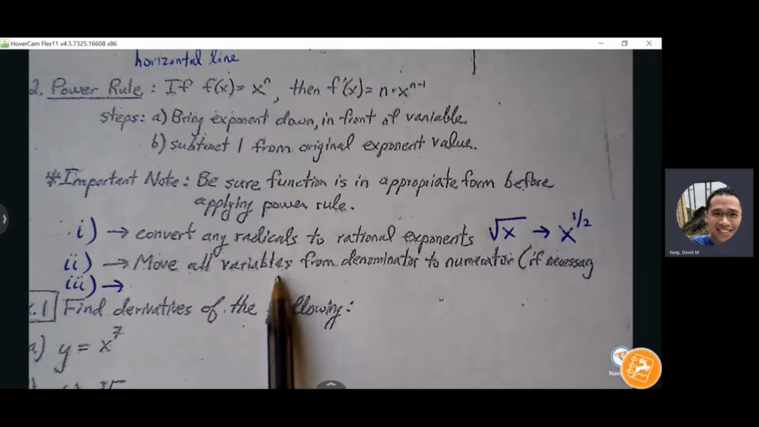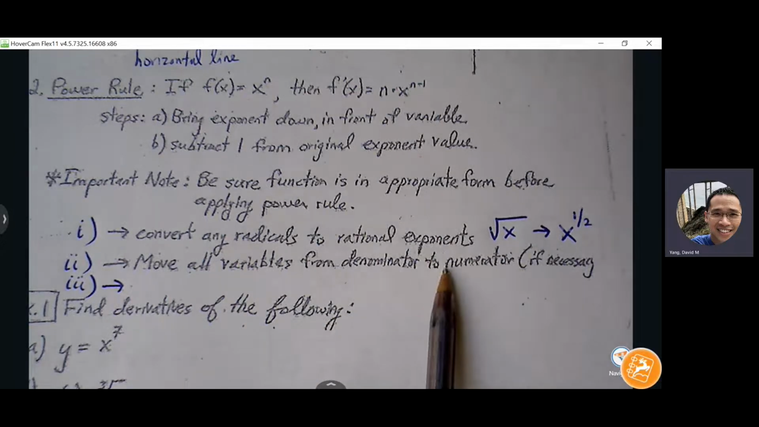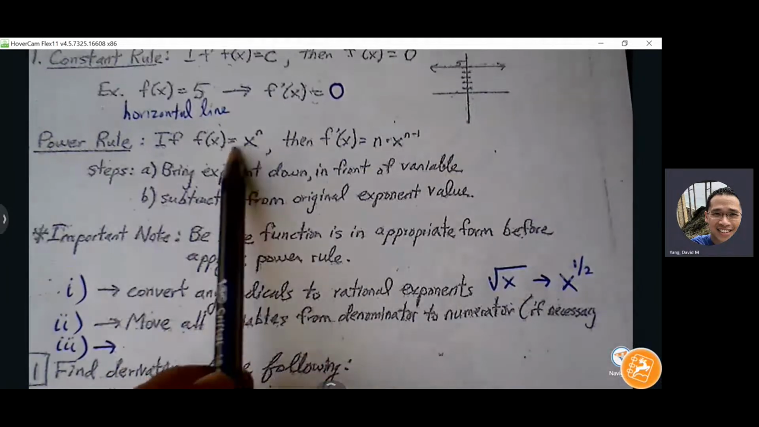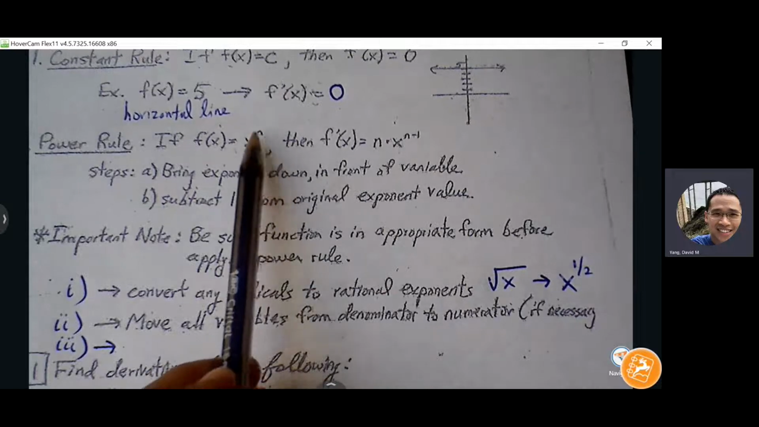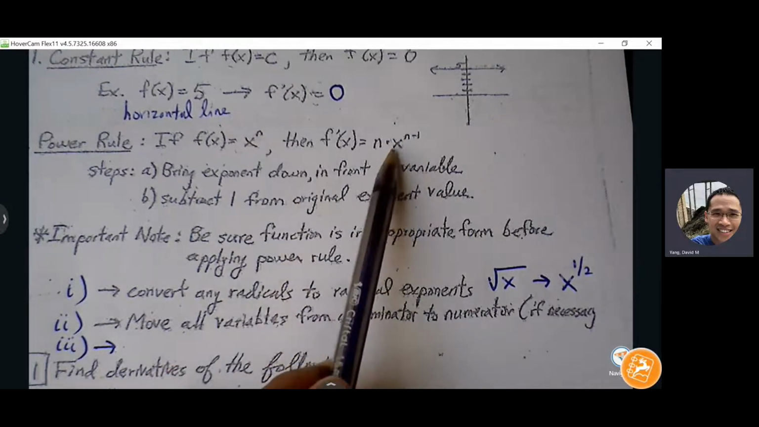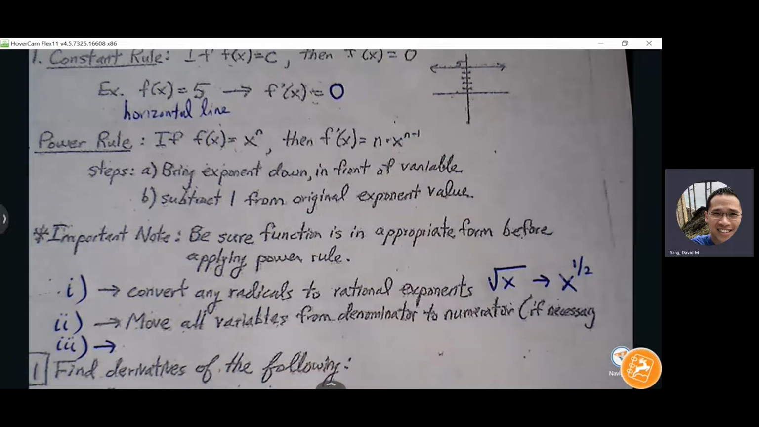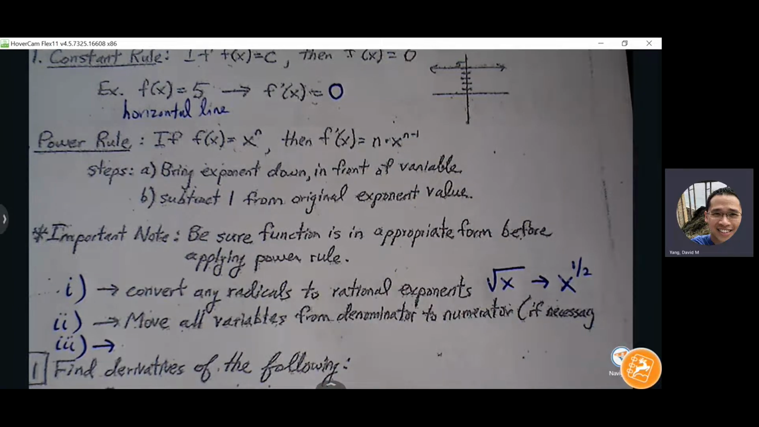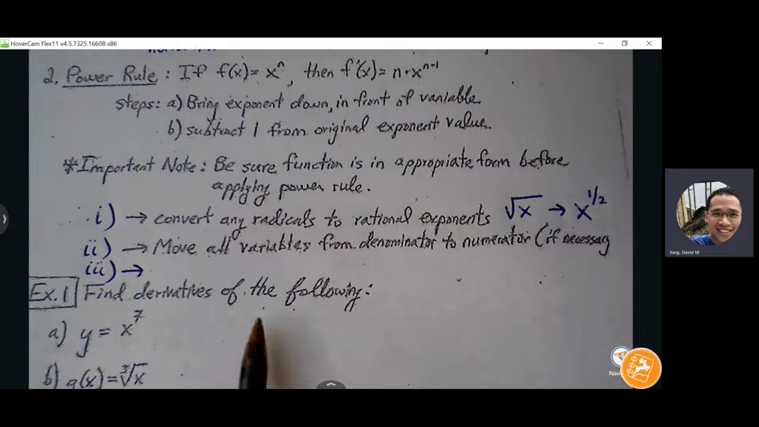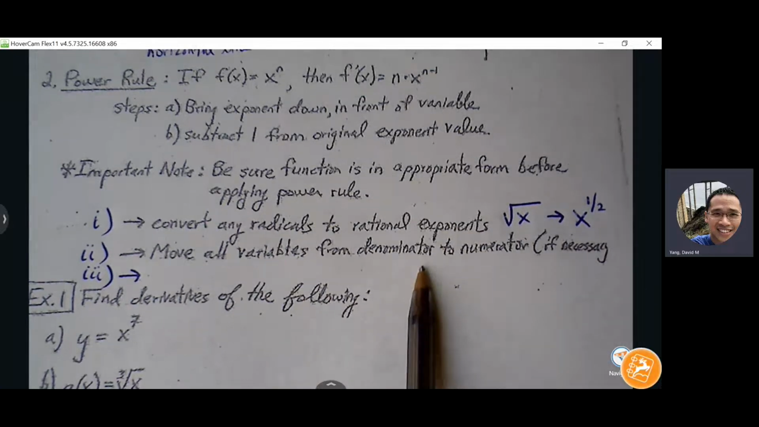Second, you want to move all the variables from the denominator to the numerator. Power rule does not work for variables in the denominator. This rule that you see here, bringing down the n and subtracting 1 from the exponent, is only going to work if the variable is in the numerator. So if something's in the denominator, we have to get it to be in the right place.